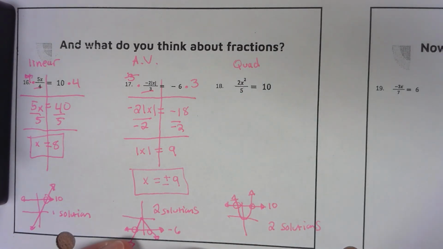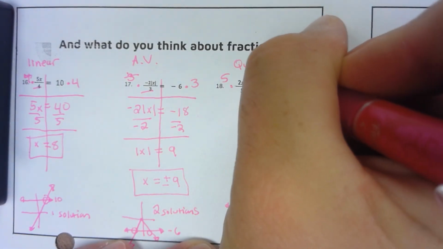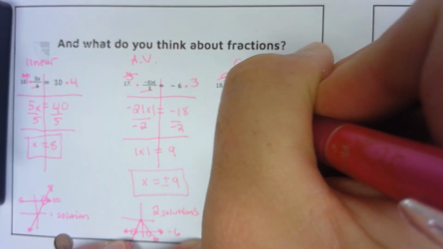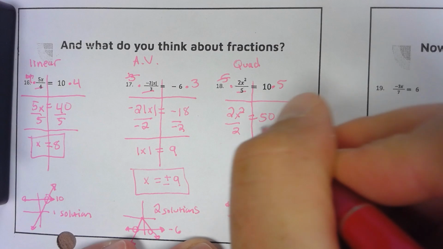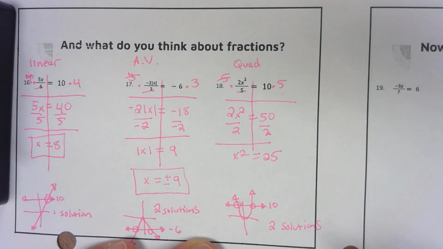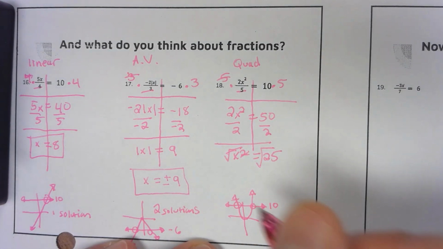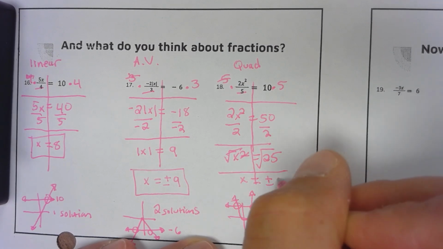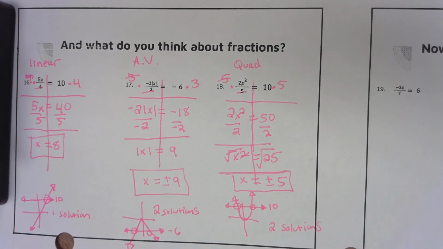And last one, quadratic. Let's get rid of the dividing by 5 by multiplying by 5. So 2x squared equals 50. Then divide by 2. x squared equals 25. And then square root. We've square rooted 25 a couple times today, so I don't need my calculator. I remember that it's plus or minus 5. All right.